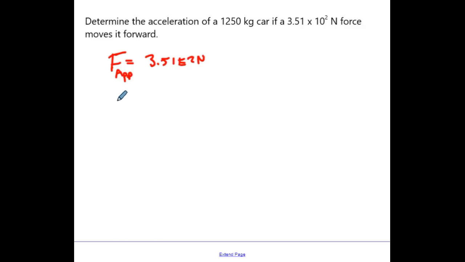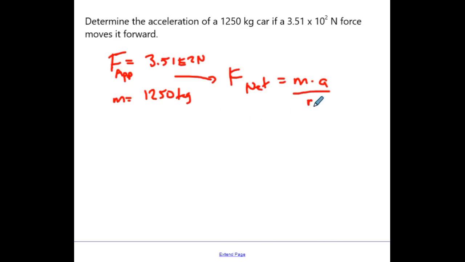The other thing we know is the mass of the vehicle. It's a 1,250 kilogram vehicle. This is a pretty basic question. We know that our net force is equal to mass times acceleration. And really in this example, it appears we only have one force. So that must mean that our applied force is our only force. We'll get to examples where you have more than one force, but for right now, we just need to solve for the acceleration.